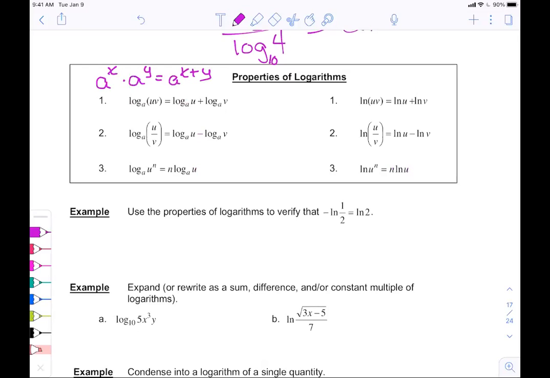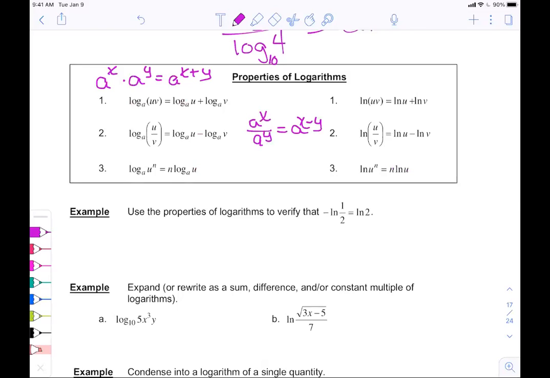The second property says the log base A of u divided by v can really be expressed as the log base A of u minus the log base A of v. Again, this goes with the division property. So if I had a to the x divided by a to the y, then I'm subtracting. So that's the division or the quotient property. And you see it works the same way with the natural log versus the log of a base.